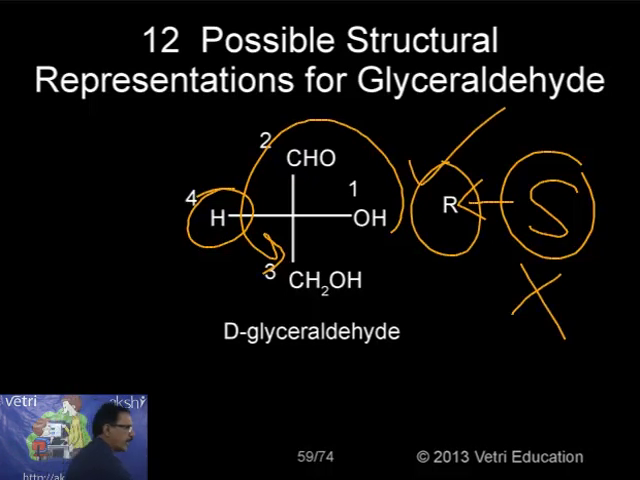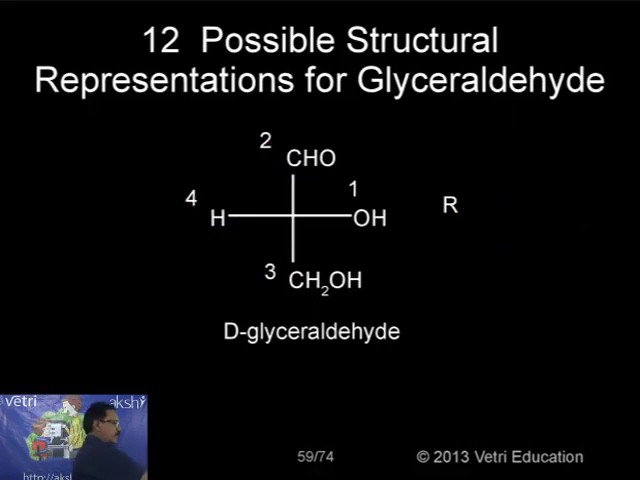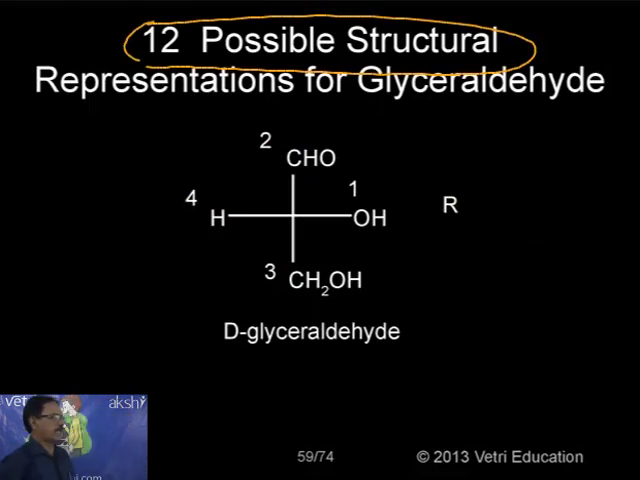Because when the fourth priority occupies either left or right, then automatically the reverse is correct from the predictor. I mean, if you predict S, the correct is R. If you predict R, the correct is S. So this is the most important information. Okay, now in order to understand this, I will show you 12 possible structural representations for glyceraldehyde.